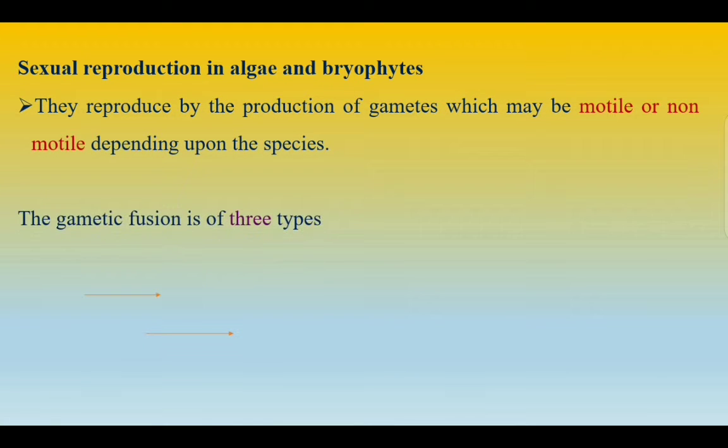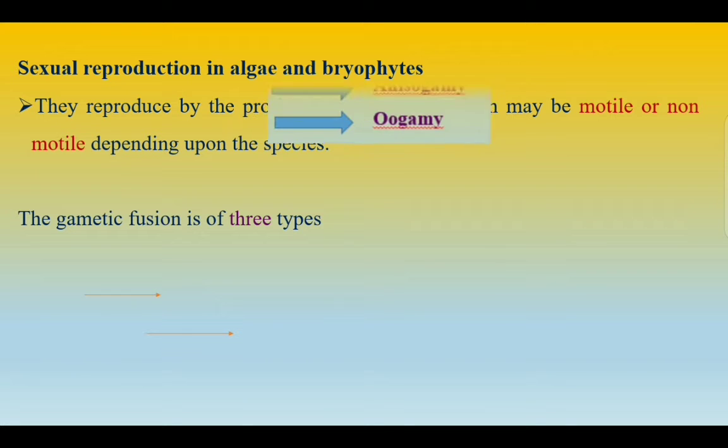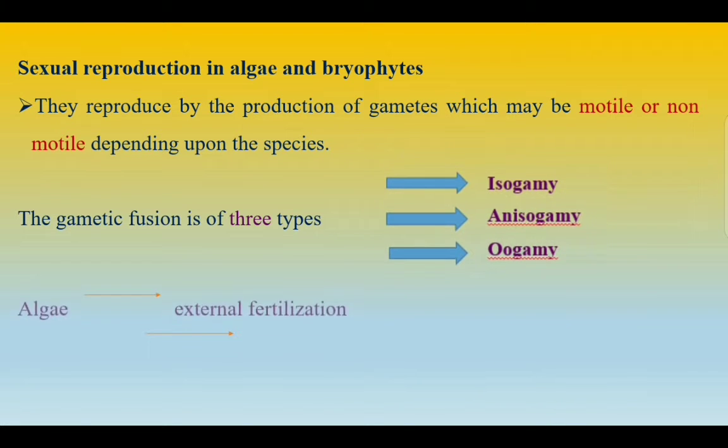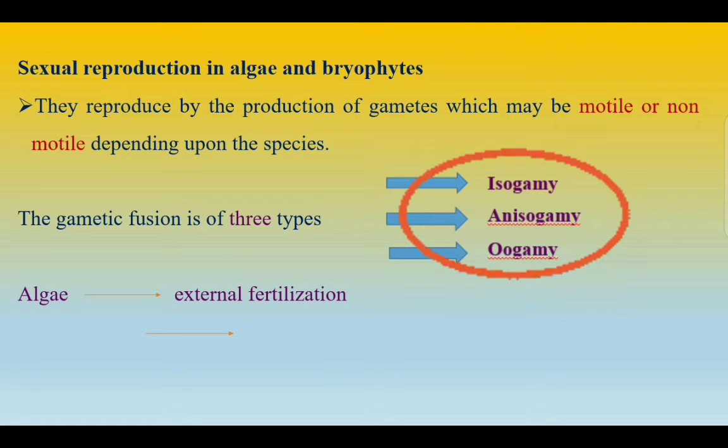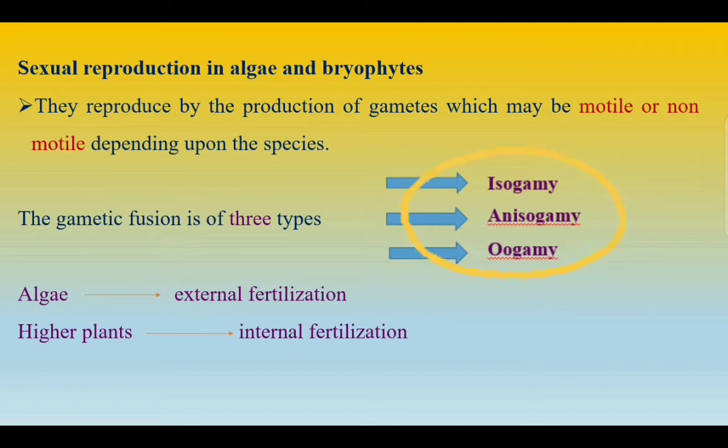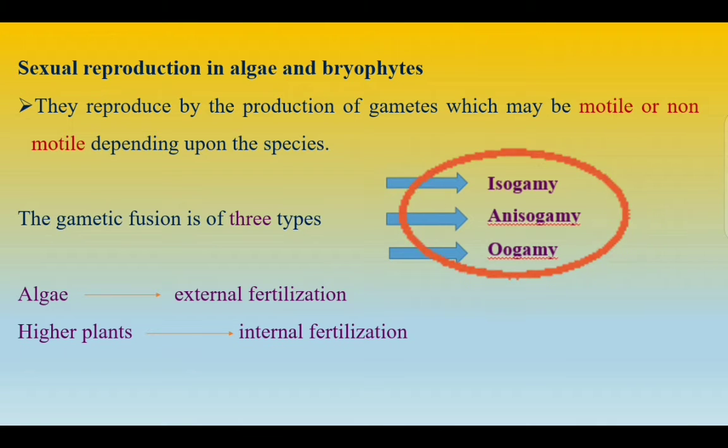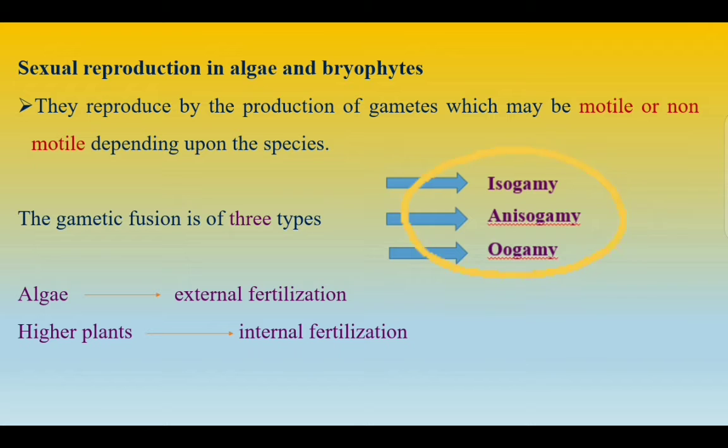Next is sexual reproduction in lower plants like algae and bryophytes. Here it occurs by the production of gametes, which may be motile or non-motile depending upon the species. There are three types of gametic fusion: isogamy, anisogamy, and oogamy. In algae and lower plants, there will be external fertilization, and in higher plants, it is internal fertilization. So, sexual reproduction in algae will always be external, and in higher plants, it will always be internal.